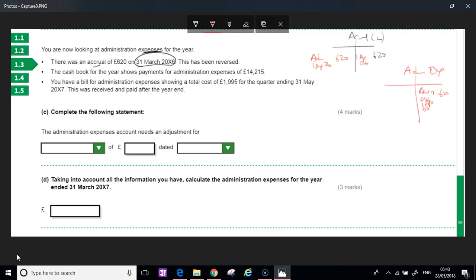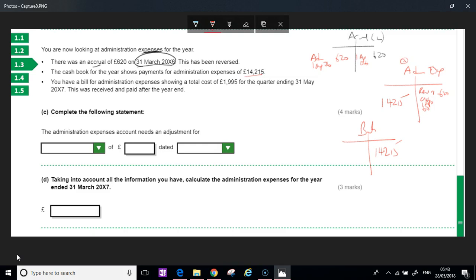Okay, great. Then it says that you paid expenses of 14,215. Cash book is a subsidiary book. Everything feeds through. So what do I have? I have cash book, I have bank, and I have a payment of 14,215, 14,215 going out of the bank. This is the account we're interested in, by the way.